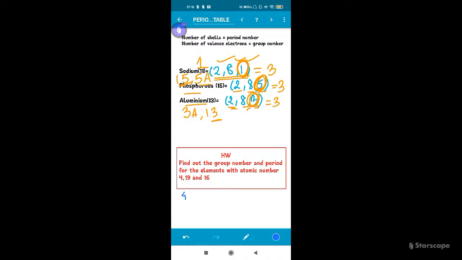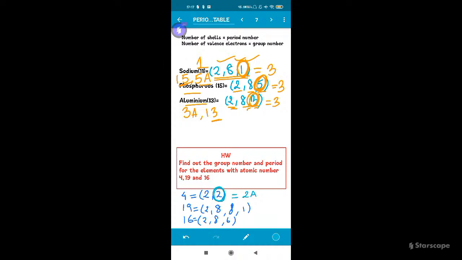For an atom with atomic number 4, the electronic configuration will be 2, 2, and for 19 it will be 2, 8, 8, 1, and for 16 it will be 2, 8, 6. So what do we see over here? For the first case, the number of valence electrons is 2. That means it belongs to group 2 or group 2A, right?